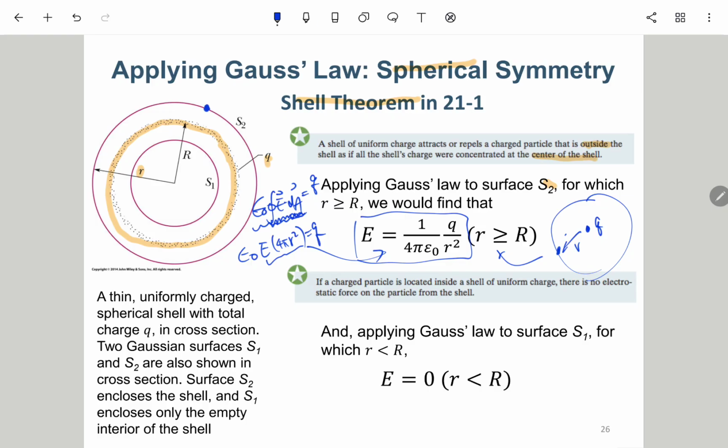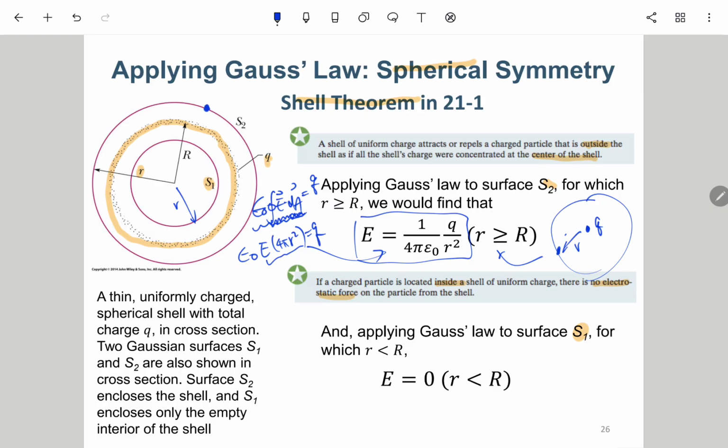And then for the second statement: if the charged particle is located inside a shell of uniform charge, there is no electrostatic force, no E field. What it means is that here we assume S1, which has a smaller radius than the radius of the sphere.